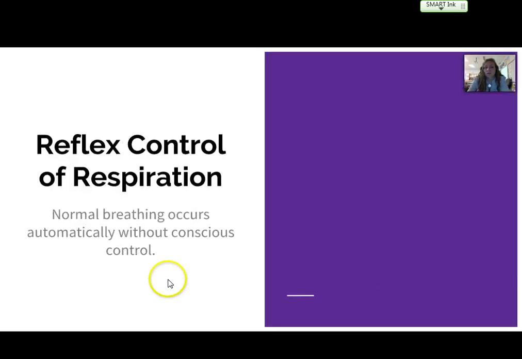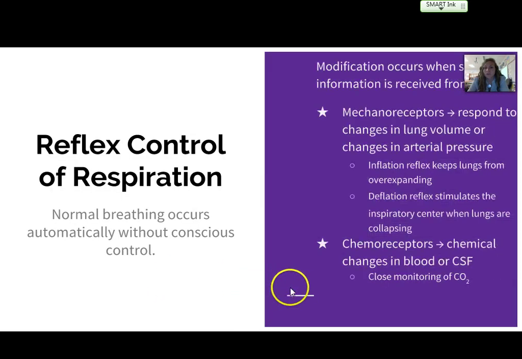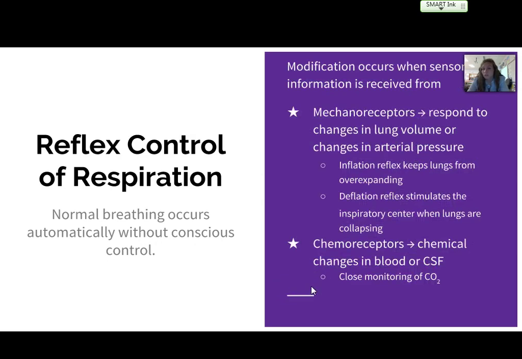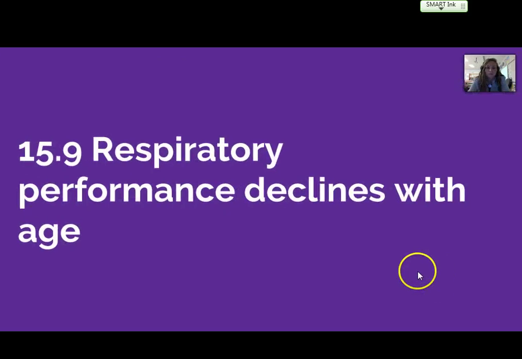Okay, so normal breathing occurs automatically without conscious control. Modification occurs when sensory information is received from one of our 2 reflex controls. We have mechanoreceptors, which respond to changes in lung volume or changes in arterial pressure. This includes the inflation reflex and the deflation reflex, which kind of do what they sound like: one keeps the lungs from overexpanding, and the other stimulates the inspiratory center when lungs are collapsing to obviously reinflate. The chemoreceptors watch chemical changes in the blood or CSF. They really closely monitor that carbon dioxide level.